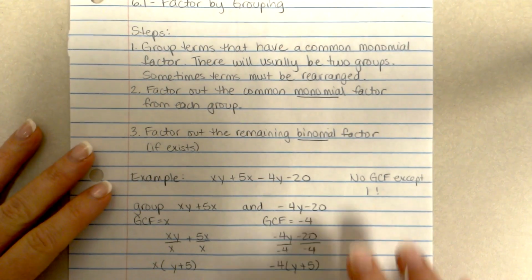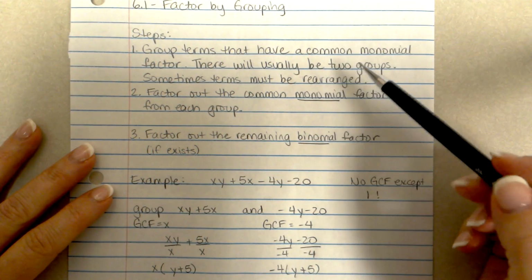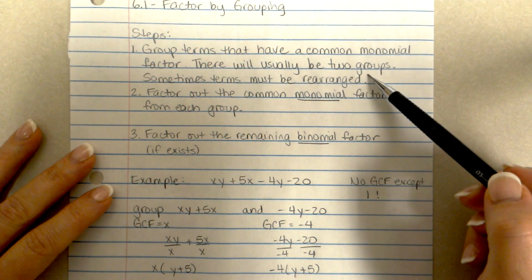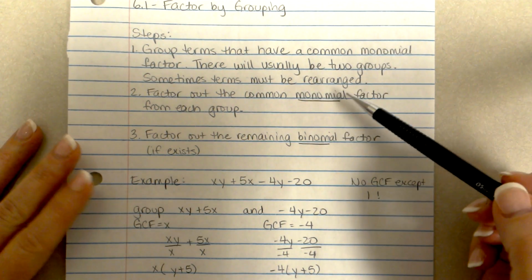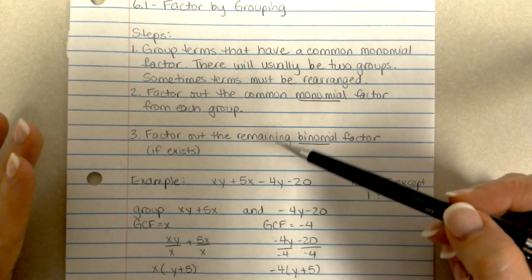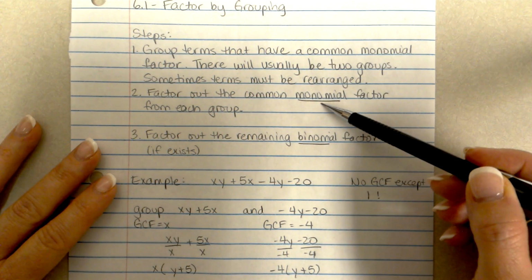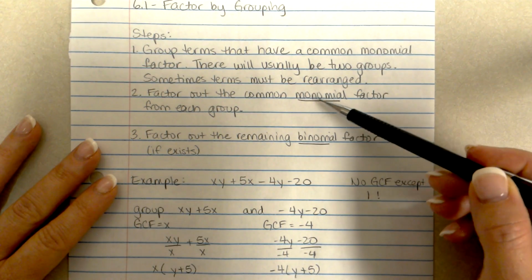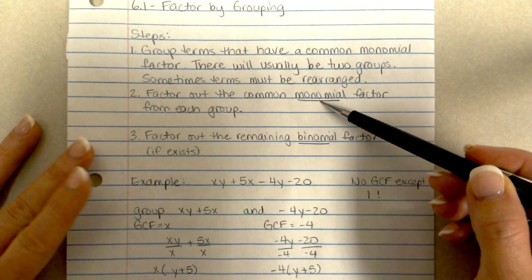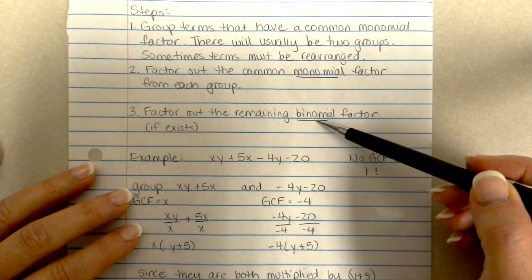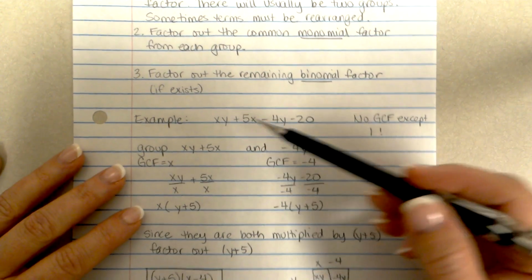So what are the steps? Okay? So basically when you're factoring by grouping, you want to group all the terms that have some kind of common factor together. There's usually two groups. And sometimes you might have to rearrange them, move the two things together that you want. You want to factor out the common monomial factor. Monomial just means it has a coefficient and a variable of some sort or more. And then factor out the remaining binomial if it exists. So let's look at what that means.